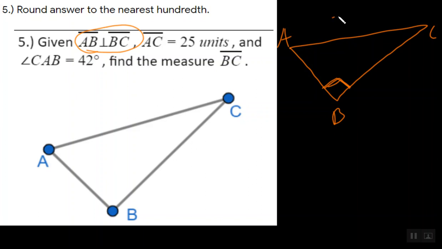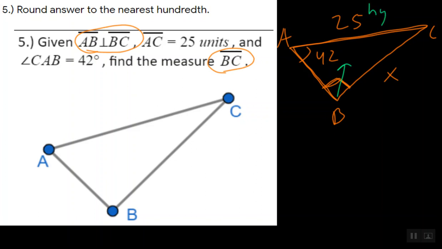We know that AC is 25 units, and CAB, so I start from C, I go to A, I go to B, that's that angle right there, is 42. And we want to find the measure of BC, so I put an X. There's a lot of you who try to do this in your head, and if you do that, you're not going to be successful. Now let's go ahead and go through our problem.